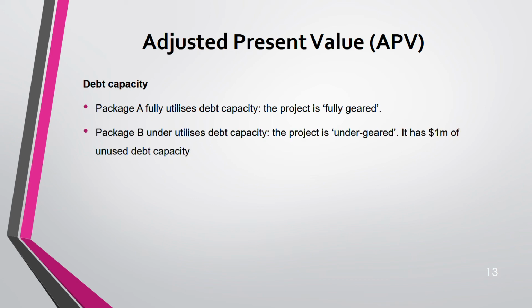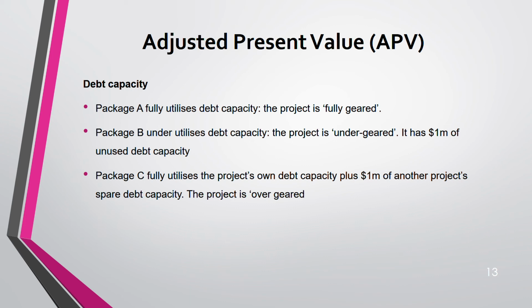Package B, sorry, this is not based on the figure. This is their debt capacity they are giving. Project A utilizes full capacity. Project is fully geared. B underutilizes. That means debt capacity is something, but they have not utilized it entirely. They still have something, so the project is undergeared. That means they still have 1 million of unused debt capacity, which they can use. That means they can take 1 million of debt more.